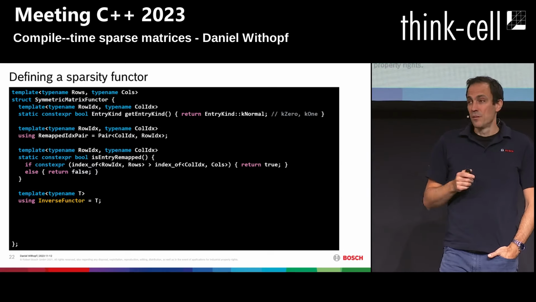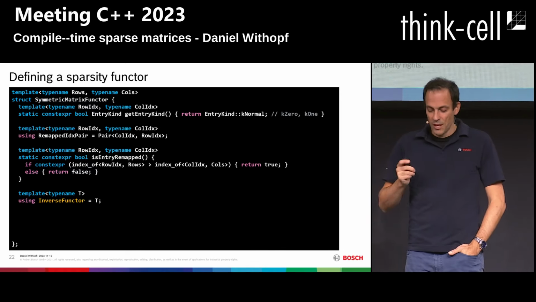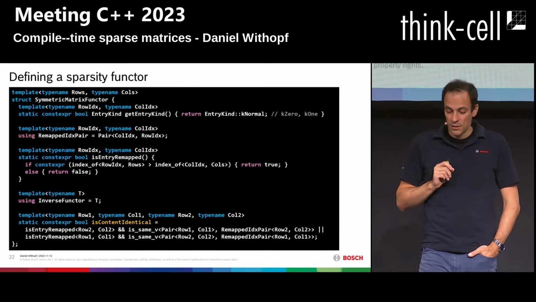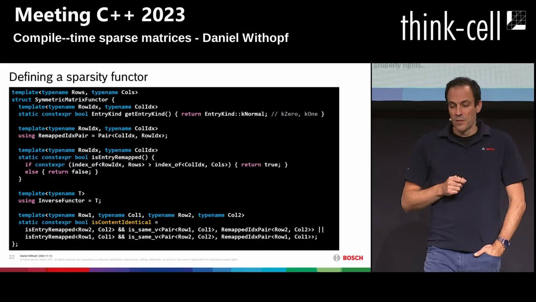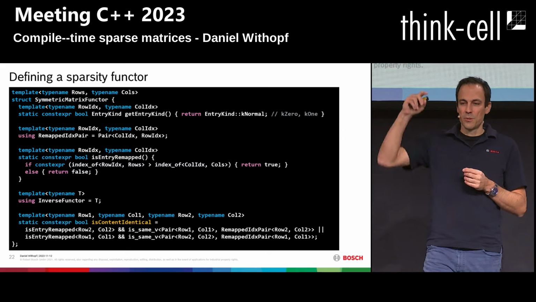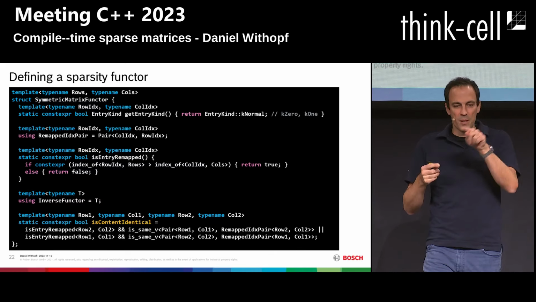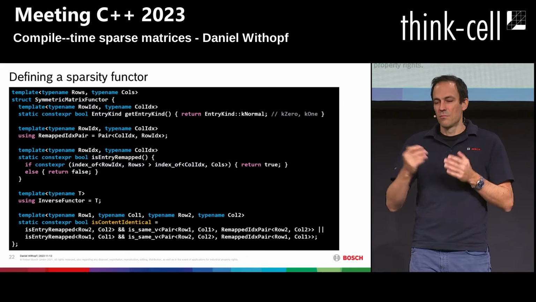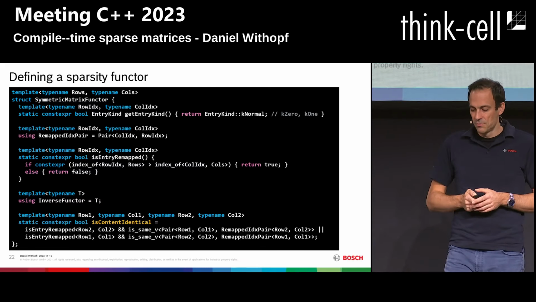Then additionally, we also need the inverse of the functor. We will later see why this is important. For now, just note that we have that. And the last helper template here, or actually a bool constant, indicates whether the content in two indices is identical. This will later be needed for error checking or cross checking. So for example, you could have a symmetric matrix where you store the upper part and then another symmetric matrix that decides to store the lower part, but it has the same symmetry. And with that helper here, you can verify that it's actually the identical symmetry, just in the opposite order, which is also equivalent, I would say.